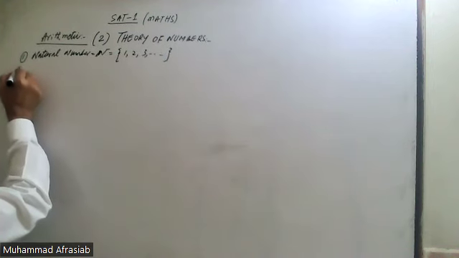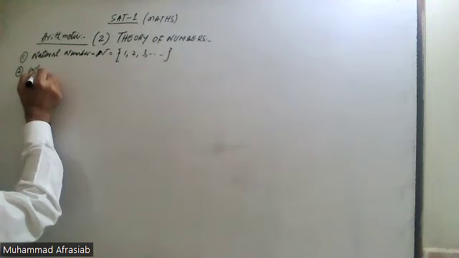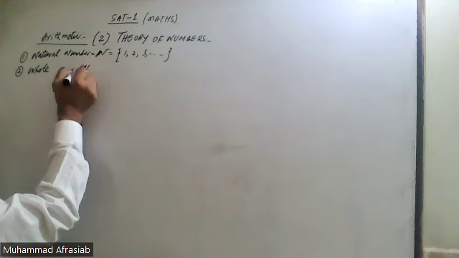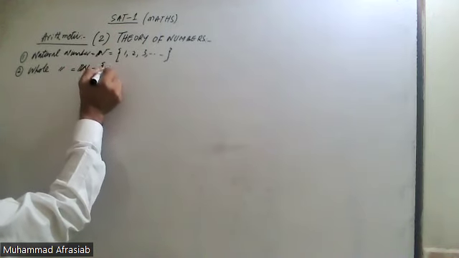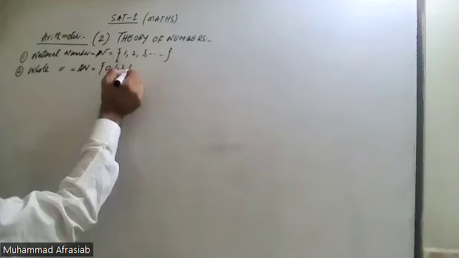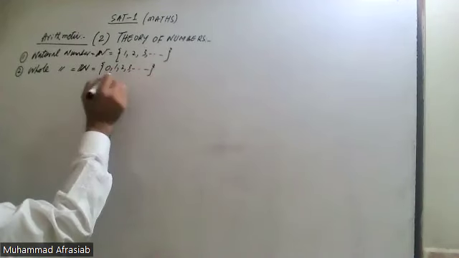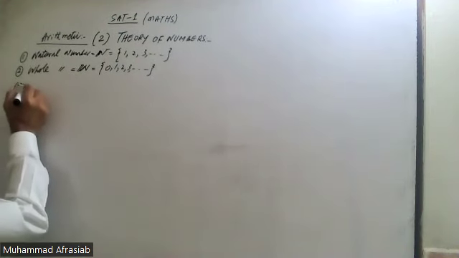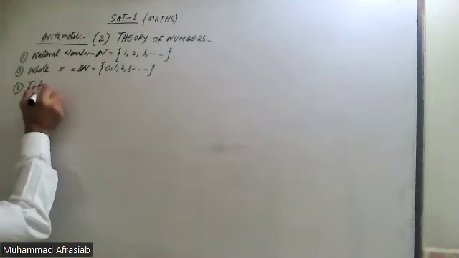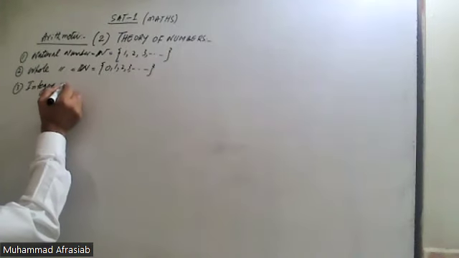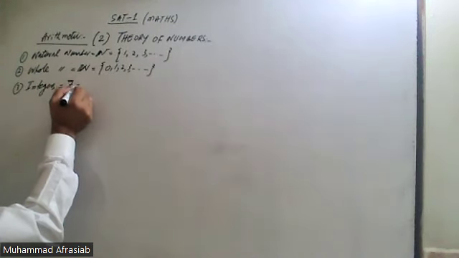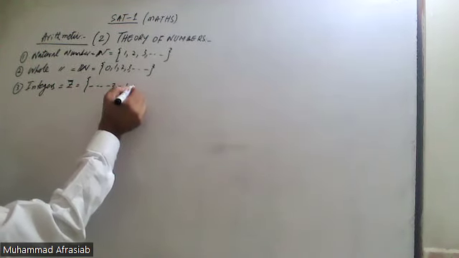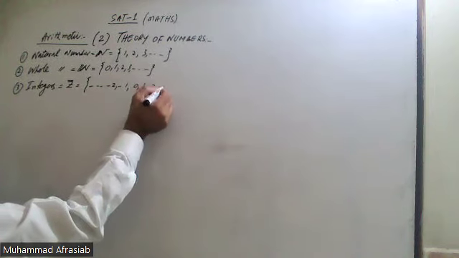Then the second phase is known as we called whole numbers, which is denoted by W, and that thing is 0, 1, 2, 3, and so on. So 0 is the integer which is involved in this, not in natural numbers. Then integers, which is denoted by Z, that thing is equal to all negative numbers, 0, and with the positive numbers.